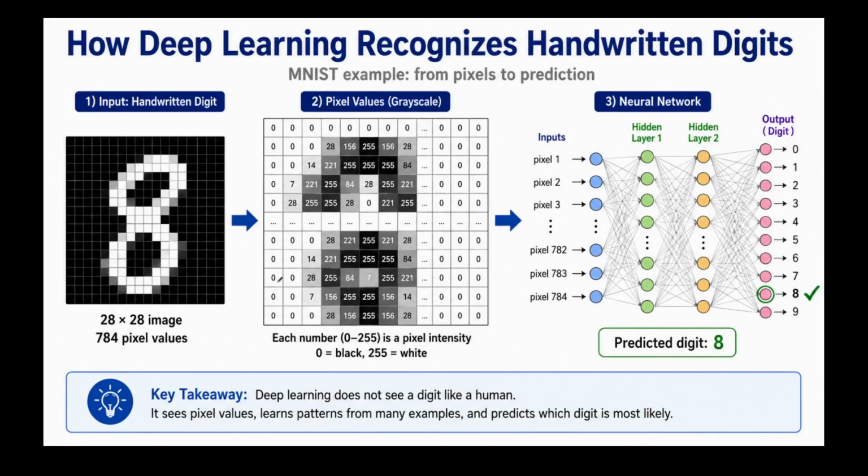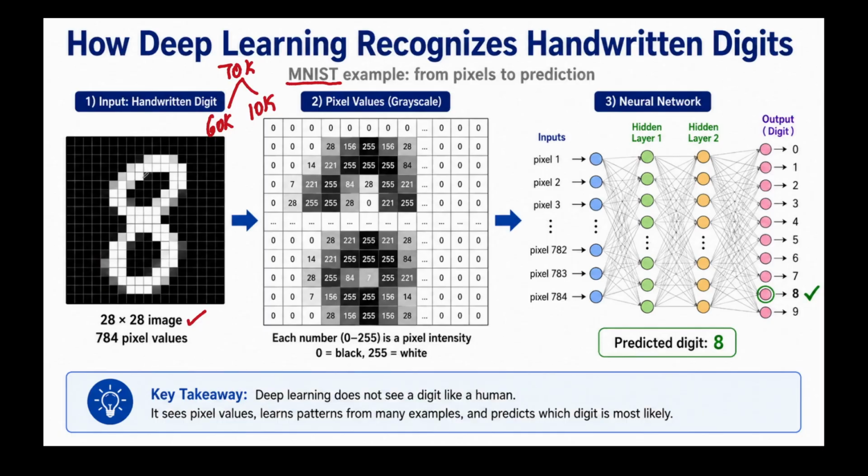Let us start with a simple question. How does deep learning recognize a handwritten digit? Here we are using the MNIST example. The full form of MNIST is the Modified National Institute of Standards and Technology Dataset. It is a famous dataset of handwritten digits from 0 to 9. In total, we have 70,000 handwritten examples. Of these, 60,000 we are using for training the model and 10,000 we are using for testing the model. Each image is usually represented as a 28 by 28 grayscale image.